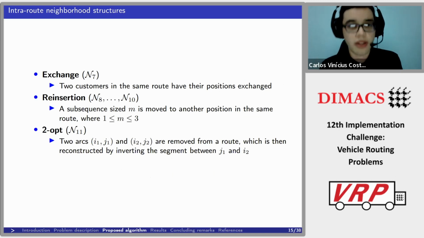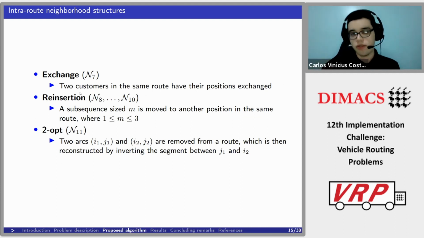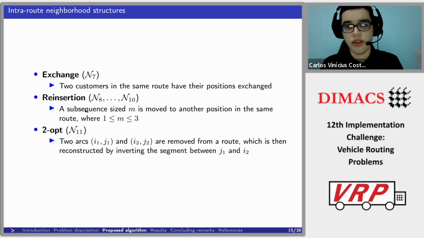The intra-route structures are very similar. We have exchange, which exchanges the positions of two customers in the same route. Reinsertion moves a block of 1 to 3 clients in the same route. And finally, two-opt: we remove two arcs and we rebuild the solution by inverting the segment between those two arcs.